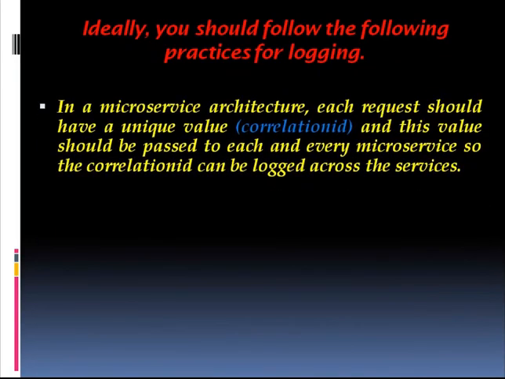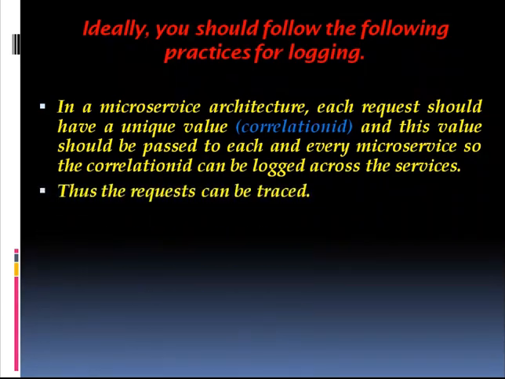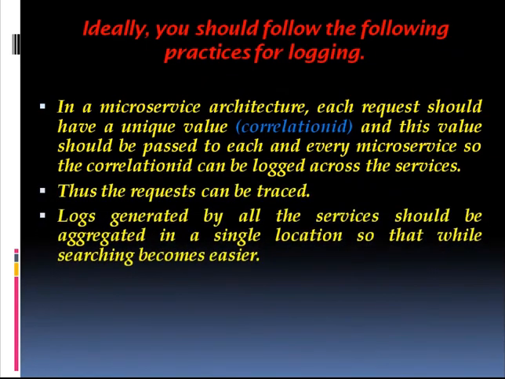In microservice architecture, each request should have a unique value, that is, a correlation ID, and this value should be passed to each and every microservice so the correlation ID can be logged across the services. Thus the request can be traced with the help of this unique value.